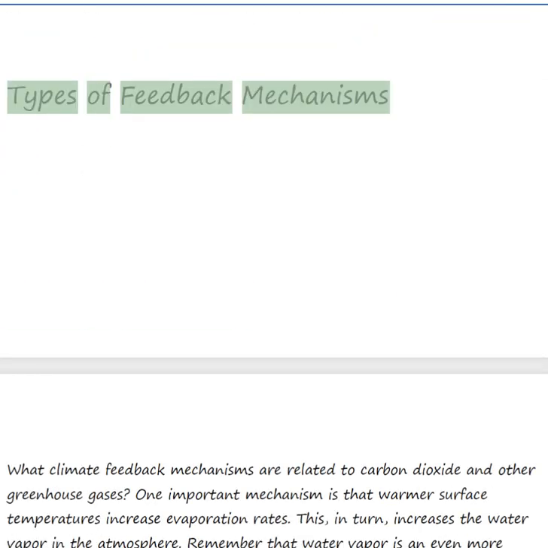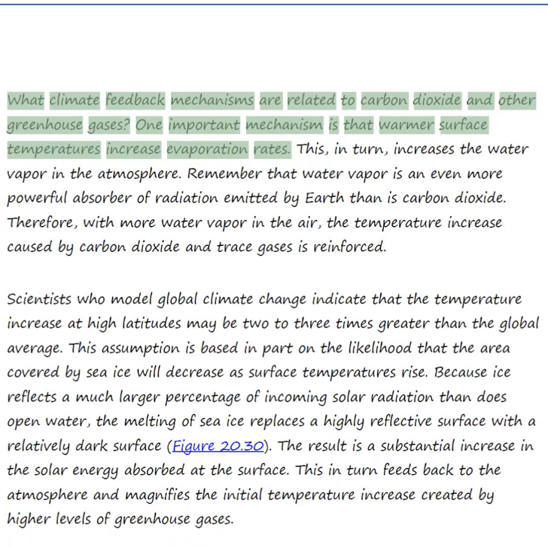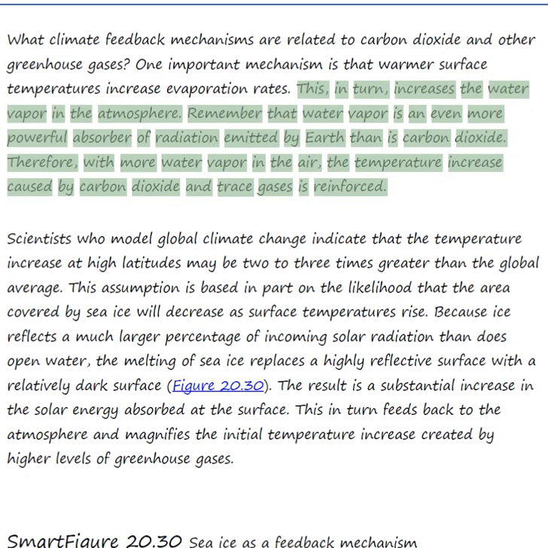Types of feedback mechanisms. What climate feedback mechanisms are related to carbon dioxide and other greenhouse gases? One important mechanism is that warmer surface temperatures increase evaporation rates. This, in turn, increases the water vapor in the atmosphere. Remember that water vapor is an even more powerful absorber of radiation emitted by Earth than is carbon dioxide. Therefore, with more water vapor in the air, the temperature increase caused by carbon dioxide and trace gases is reinforced.